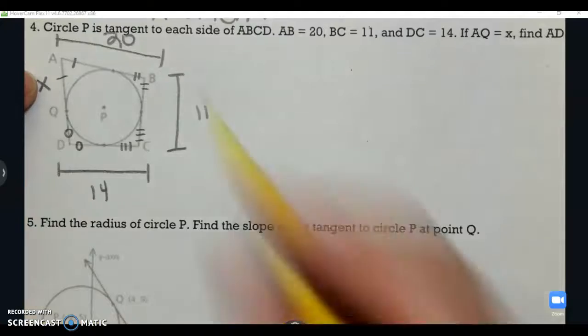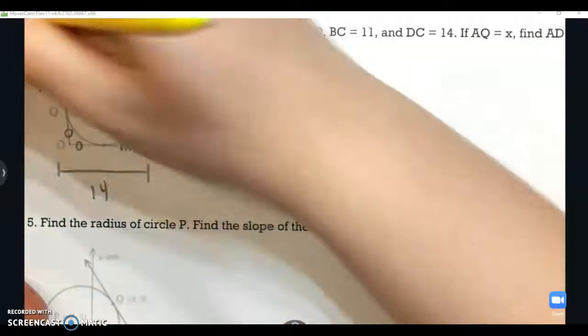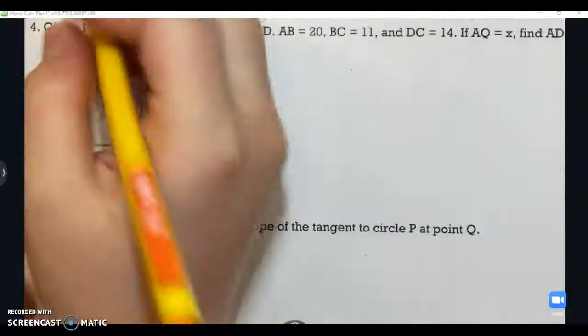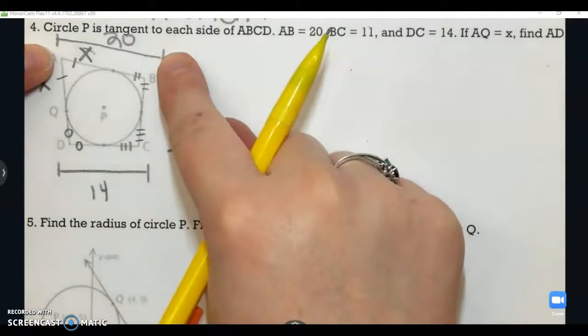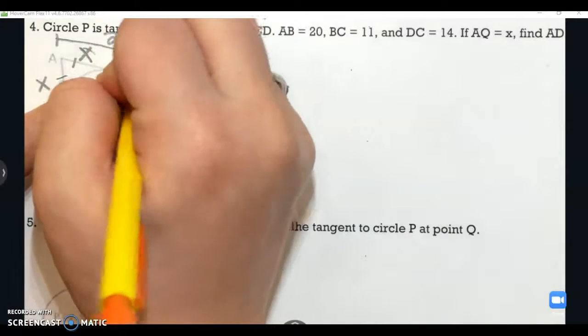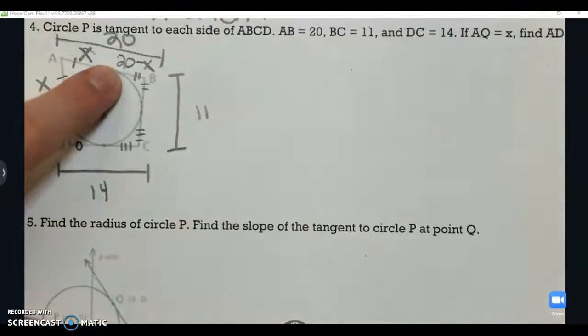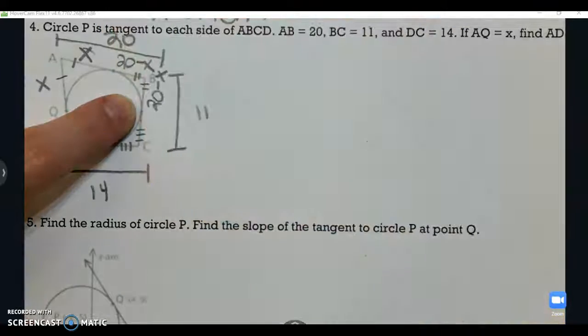So if AQ is x, then A to this point is also x. And that drew in kind of funny. This is also x. And if this whole segment AB is 20, that remaining piece would be 20 minus x. And because this segment's congruent to this segment, this one is also 20 minus x.